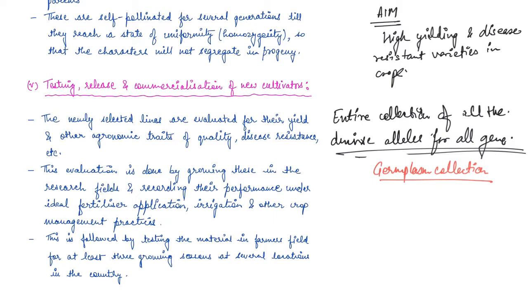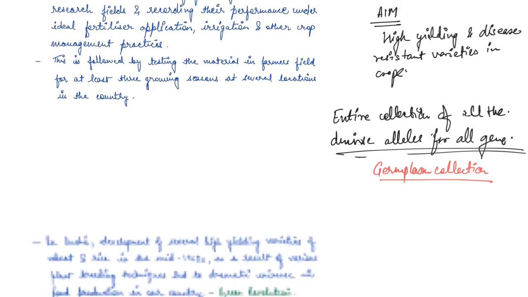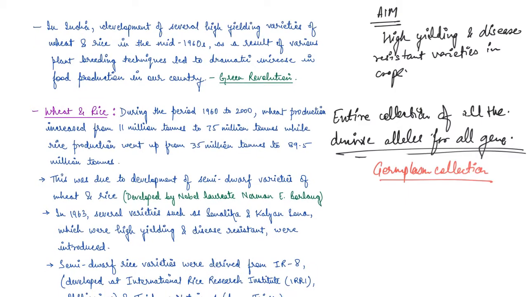And after that, we test it in the farmer's field, right? So in different locations in the country, we test it because we have different seasons in different parts of India, right? So at different locations, we test it in the farmer's field. And after we test in the farmer's field, we start growing it in the commercialized way. So basically, we then release it and commercialize it, right?